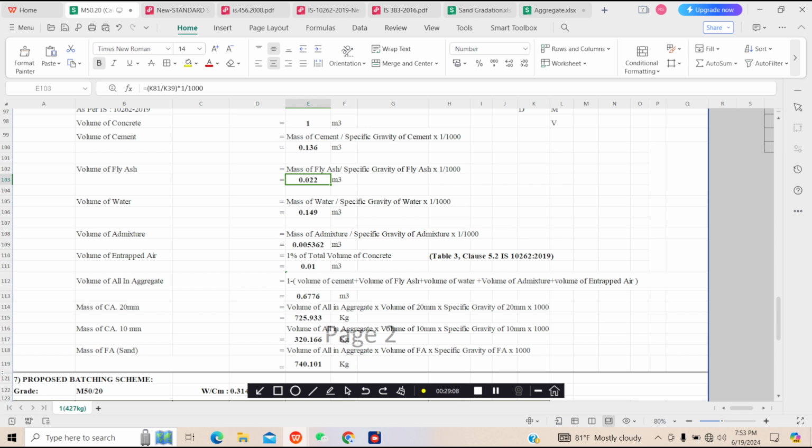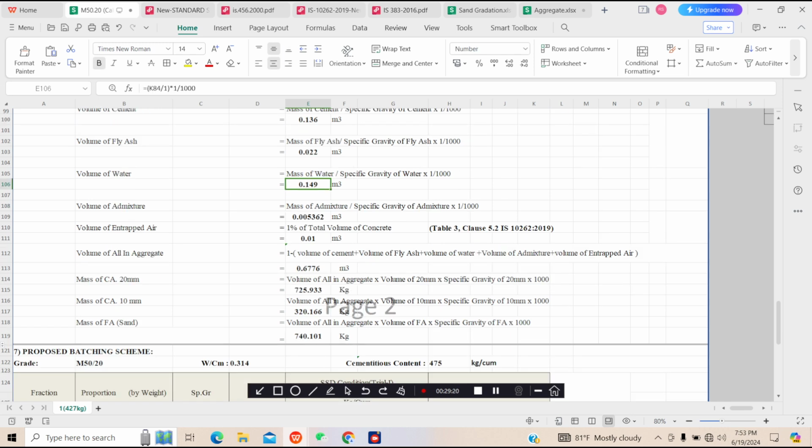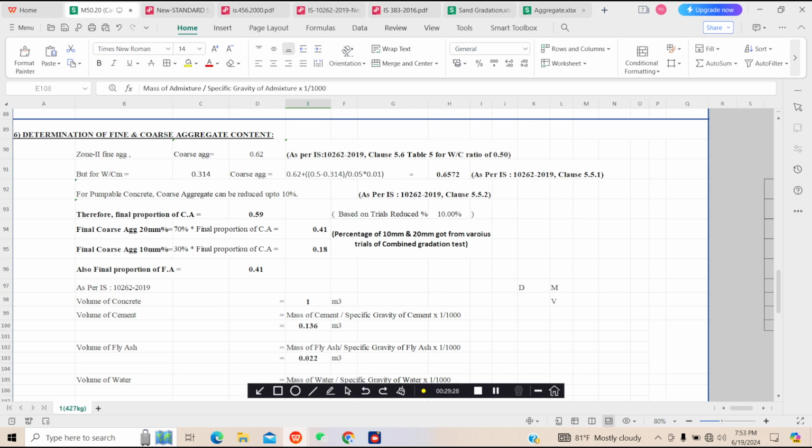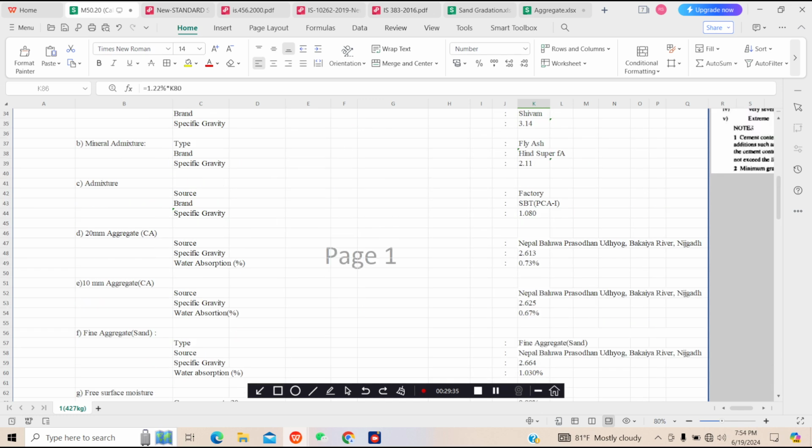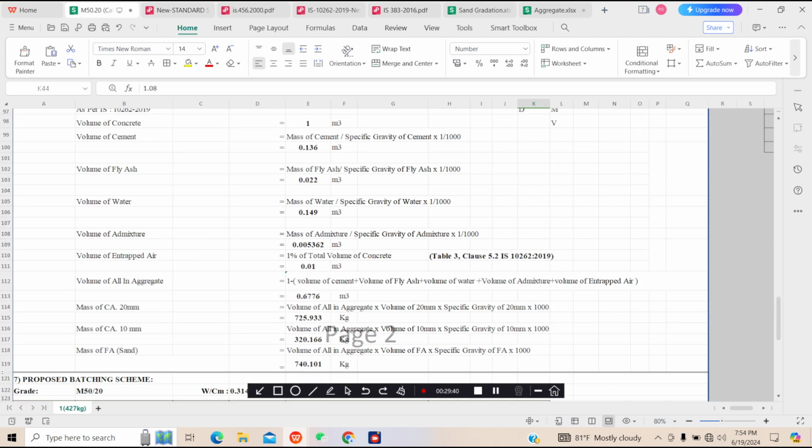Similar is the case with the volume of water: the mass of water that we have calculated, divided by the specific gravity of water. Specific gravity of water is 1. So if we divide this, we will get 0.149. Now we will calculate the volume of admixture, that is the water reducing admixture that we have used. Here also we will divide mass by specific gravity. I will show you the mass of admixture. Mass of admixture is 5.791, and the specific gravity of admixture is 1.08. If we divide that value, we will get 0.005362.